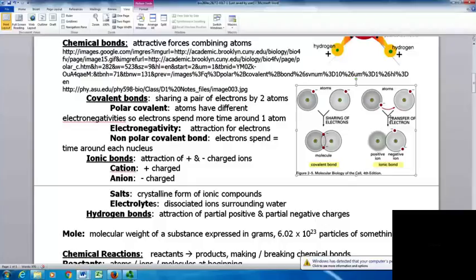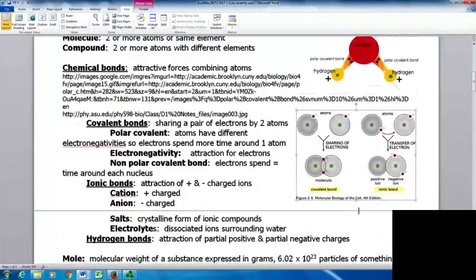This is an example of an ionic bond. So here, one of the atoms will lose an electron to take on a +1 charge. One of them will gain an electron to take on a -1 charge. So then you'll have a positive and a negative charge be pulled together.